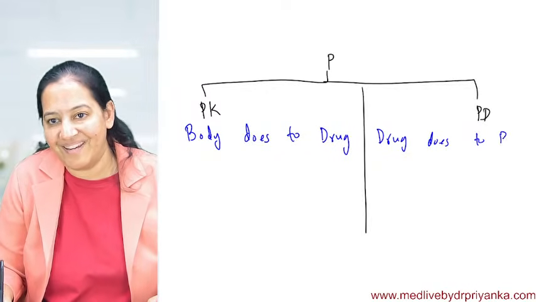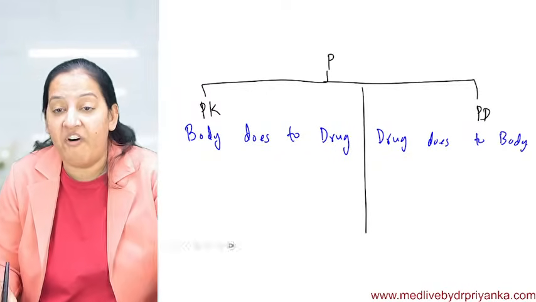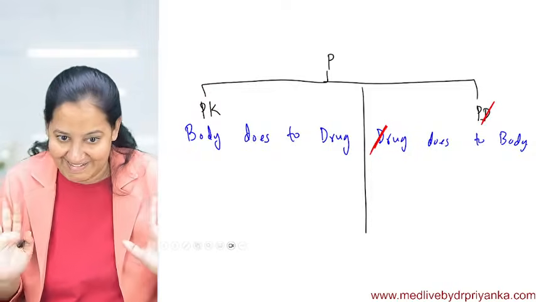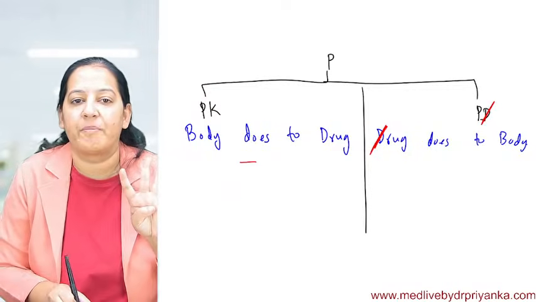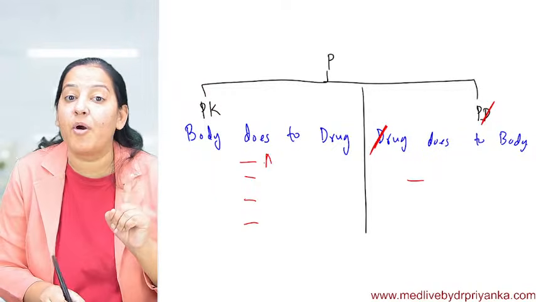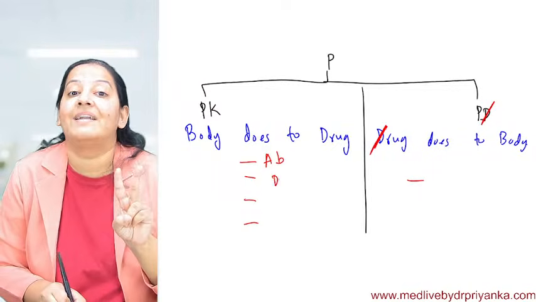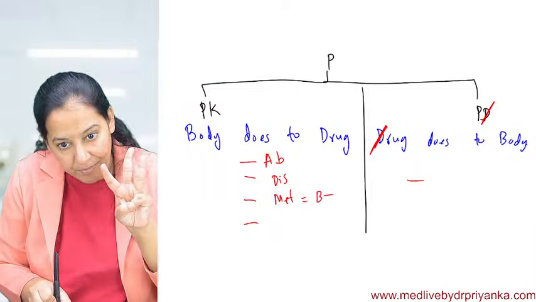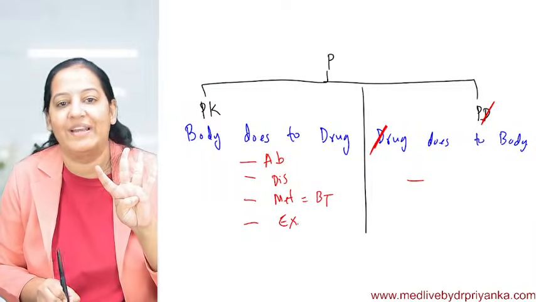You can learn with the help of a mnemonic. Pharmacodynamics has D and drug has D. D for D, you can learn like this. Here there are four branches and here there is one branch. So what does the body do to the drug? The body first absorbs the drug, then distributes the drug, then metabolizes or biotransforms the drug, and finally excretes the drug.